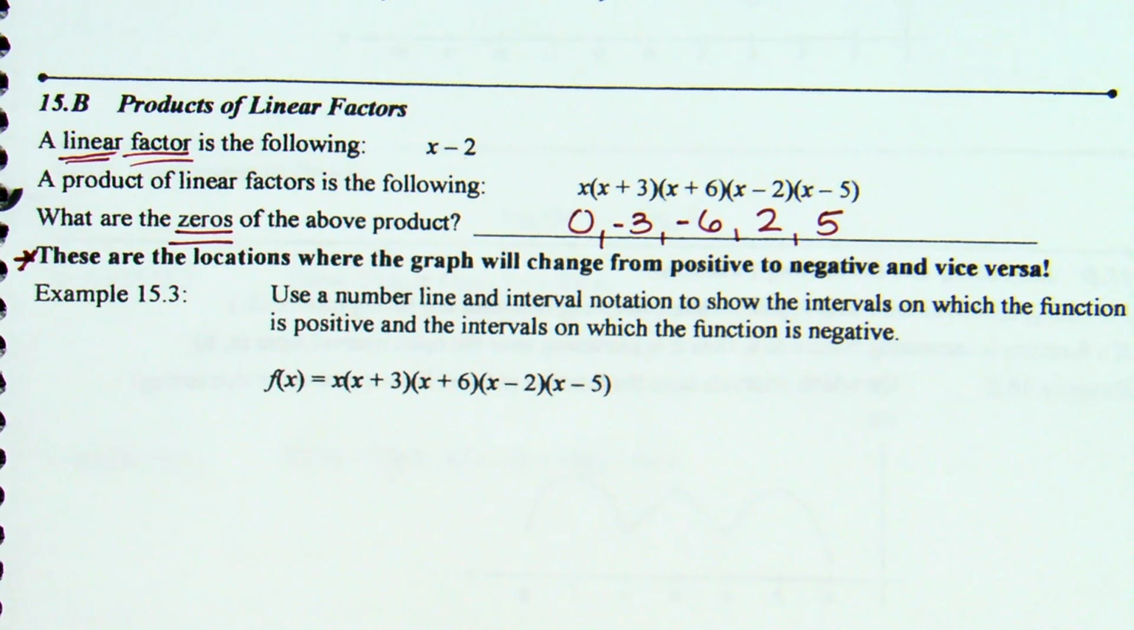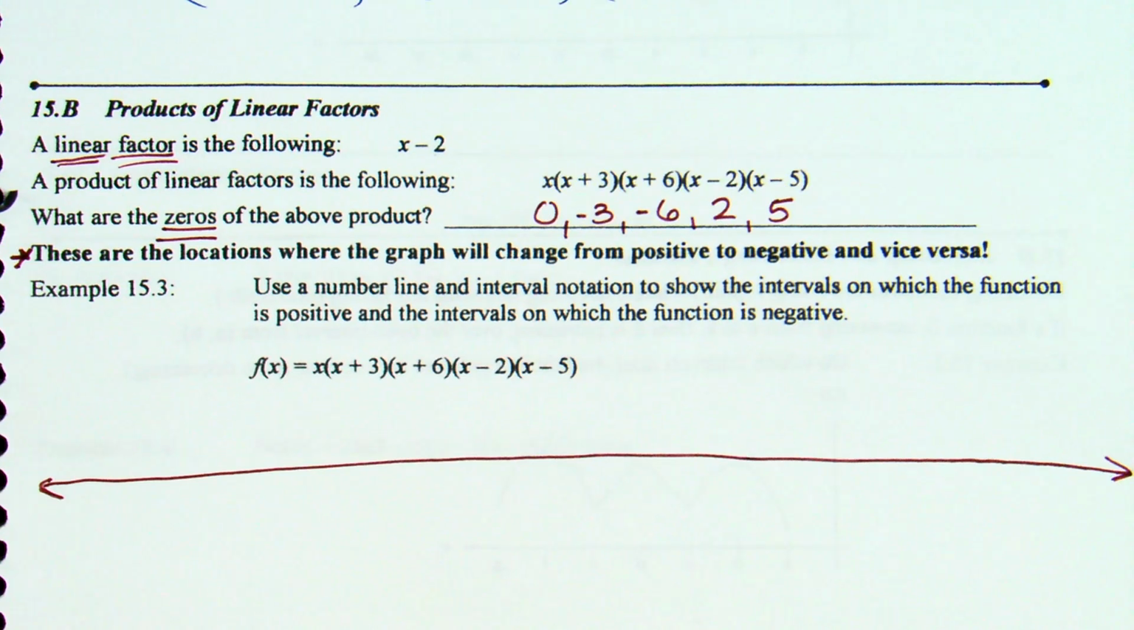Okay, so this example asks us to use a number line and interval notation to show the intervals on which this function is positive and the intervals in which the function is negative. So, it says use a number line. So guess what I need to draw? A number line. Big old number line. And, yes, I am making it a long number line because I want room to work, room to space my stuff out.